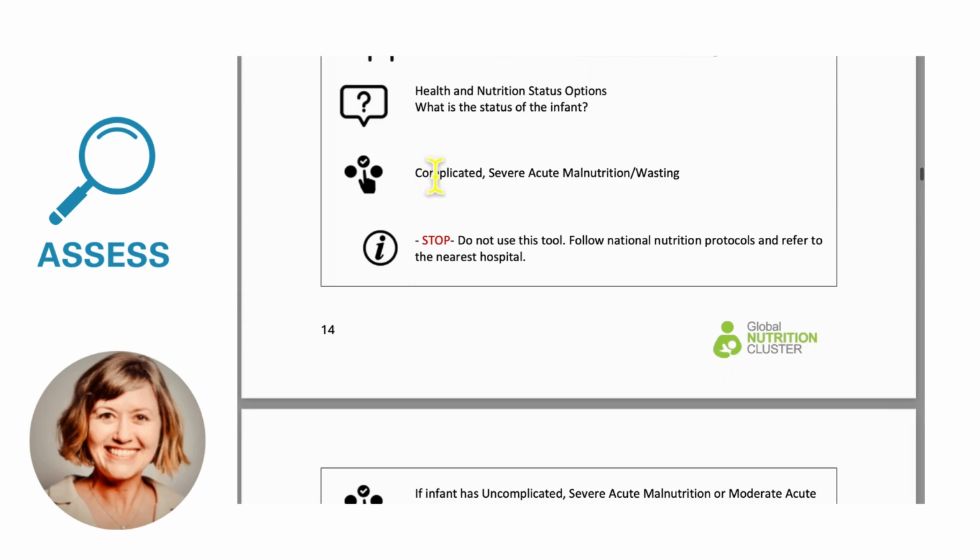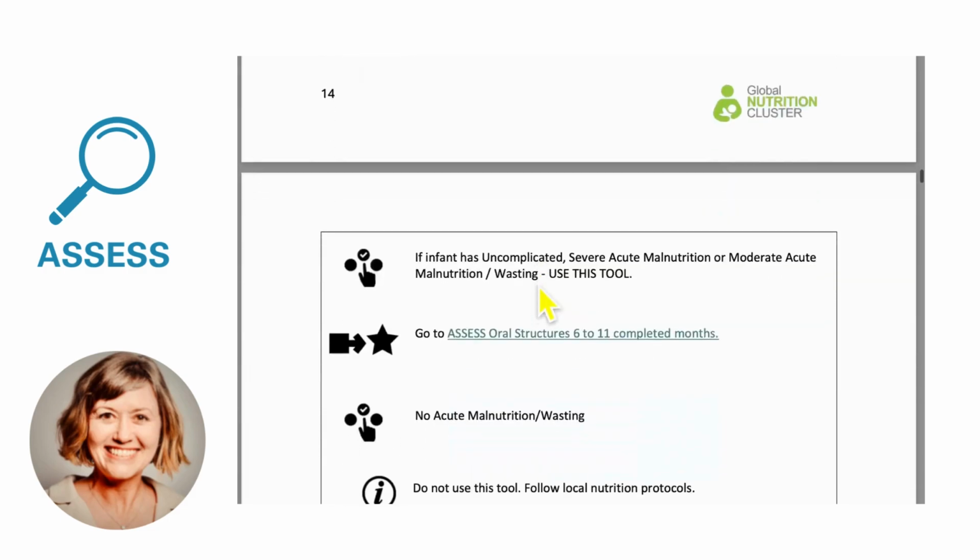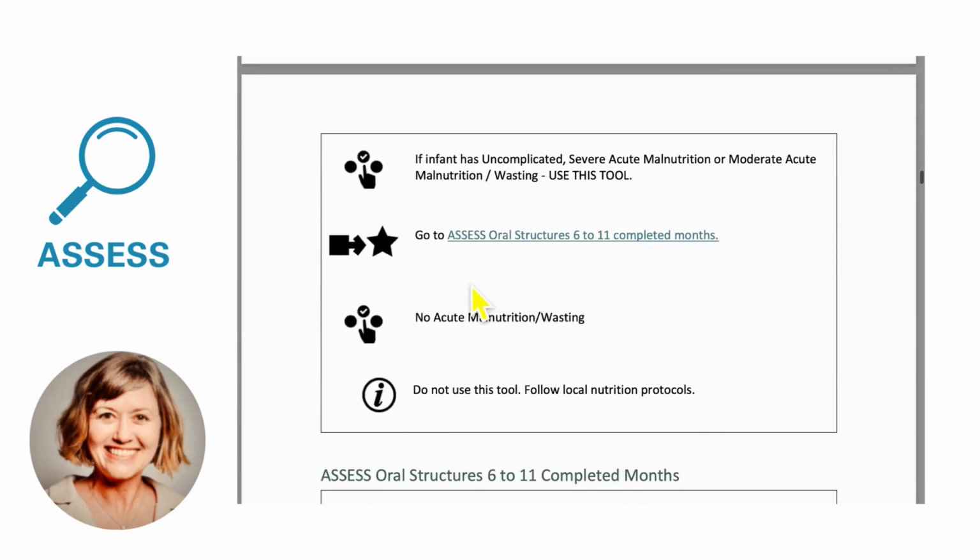So if your option is complicated, severe, acute malnutrition and wasting, stop. Do not use this tool. Instead, follow national nutrition protocols and refer to the nearest hospital. If the infant has uncomplicated, severe acute malnutrition or moderate acute malnutrition wasting, use this tool. If there's no acute malnutrition or wasting, do not use this tool. Instead, just follow local nutrition protocols.